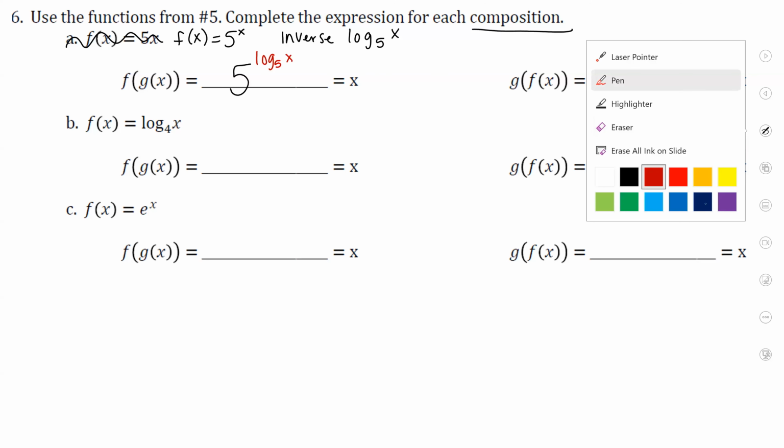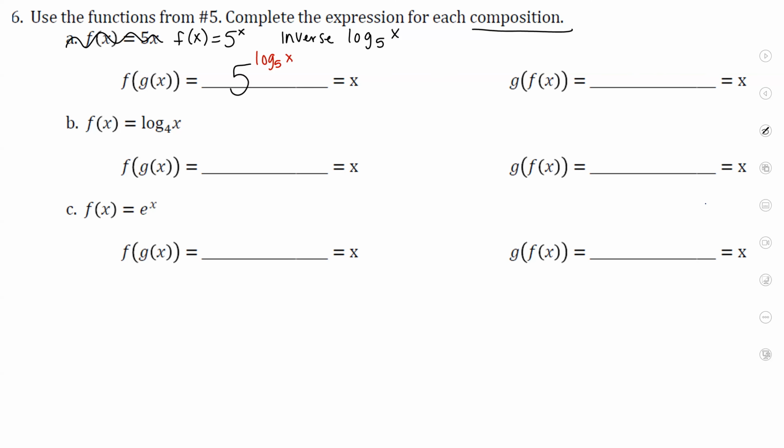And what you guys are going to see, because they are inverses, is that inverses cancel each other out. So 5 to the power of log base 5, they cancel each other out, and you're just left with x. That's why it says equals x.